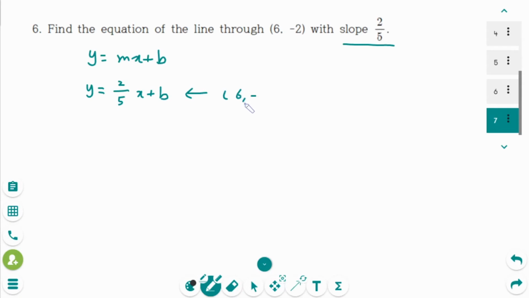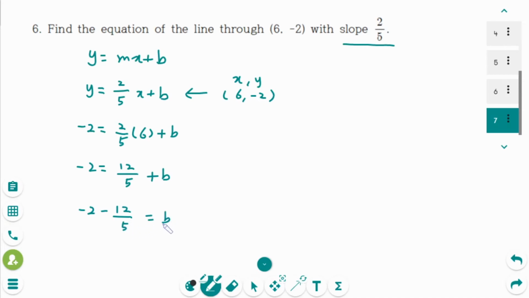So plug in here. The y equals minus 2 because this one is x, y. Then minus 2 equals 2 over 5 times 6 plus b, which is 12 over 5 plus b. Then minus 2 minus 12 over 5 equals b. That one is minus 22 over 5. So b equals minus 22 over 5. Therefore y equals 2 over 5x minus 22 over 5.